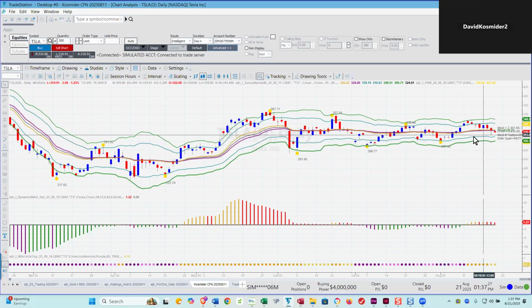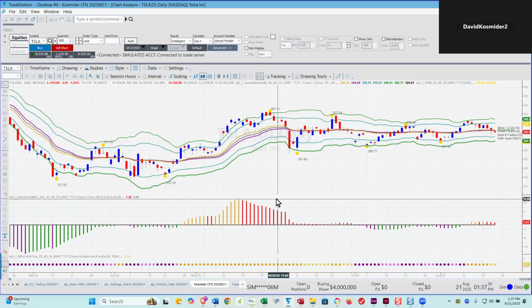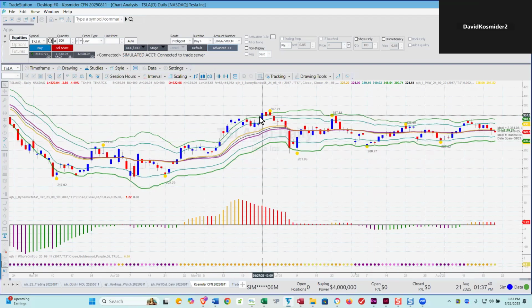You see this, it's just in a channel going sideways. They continue this channel over and over and over again. Once in a while they go up sizably like this back through here. That was a real good move. But typically Tesla trades sideways.